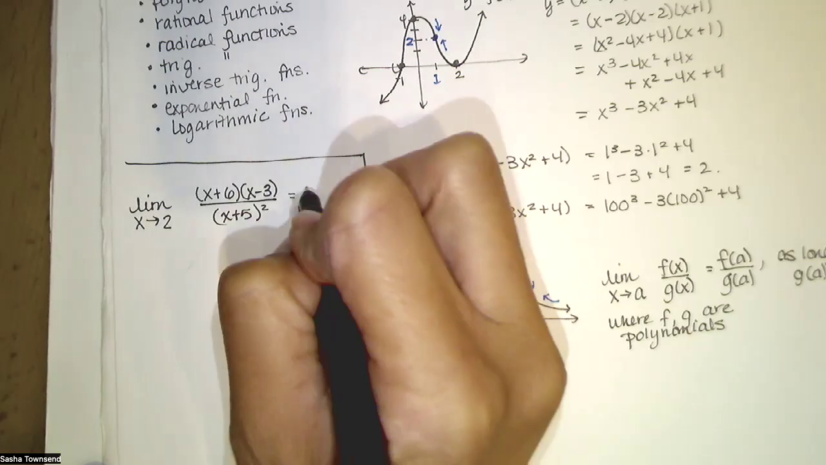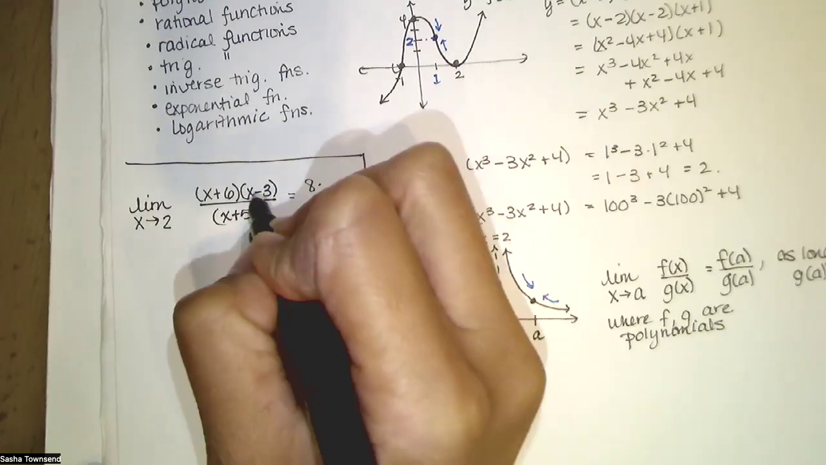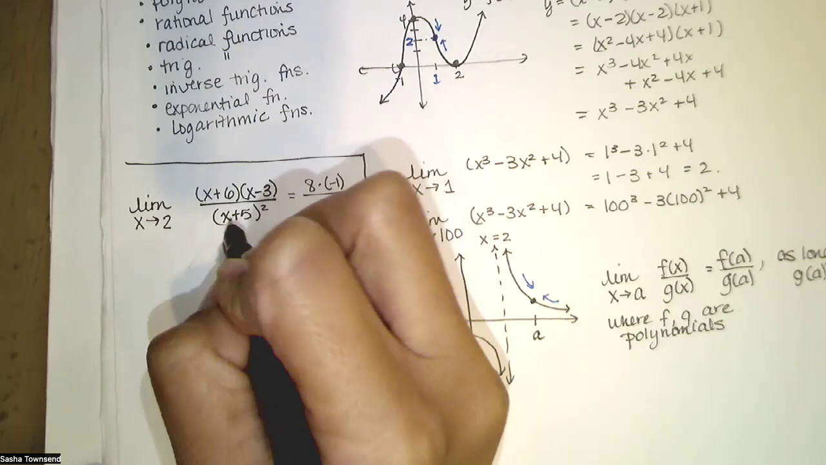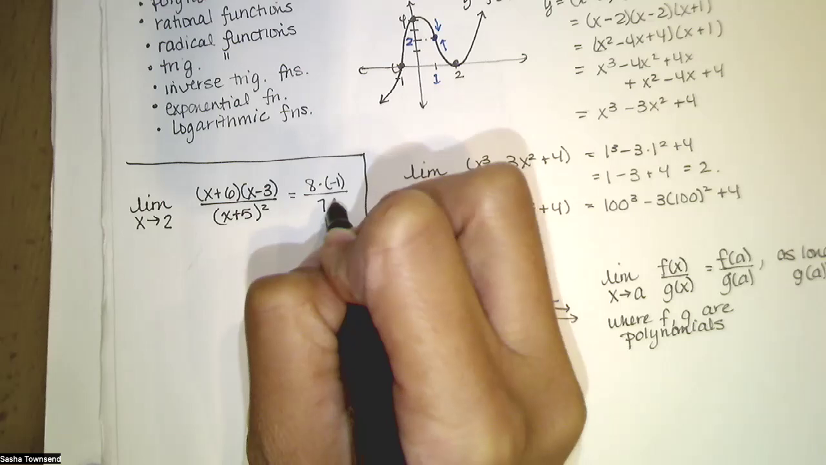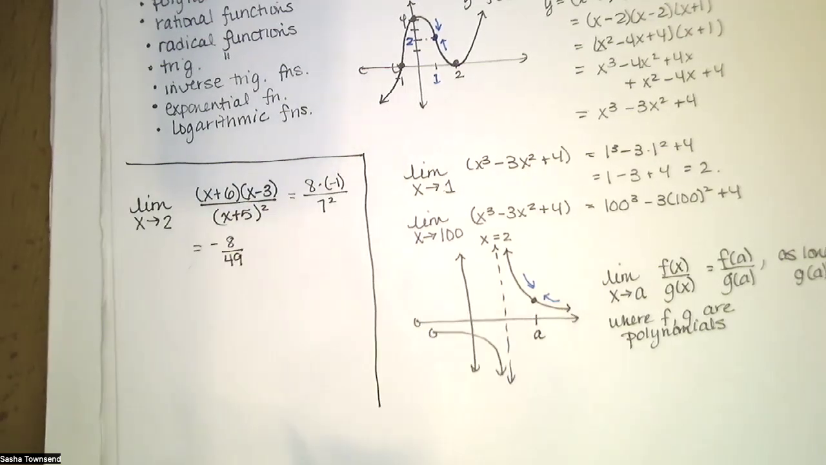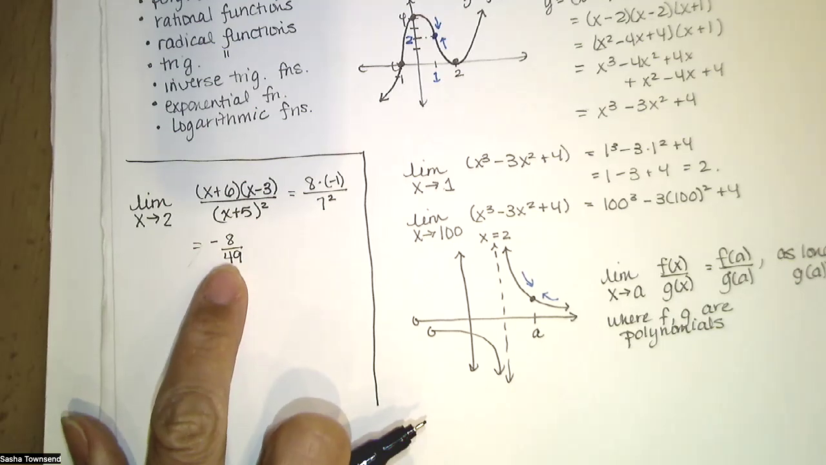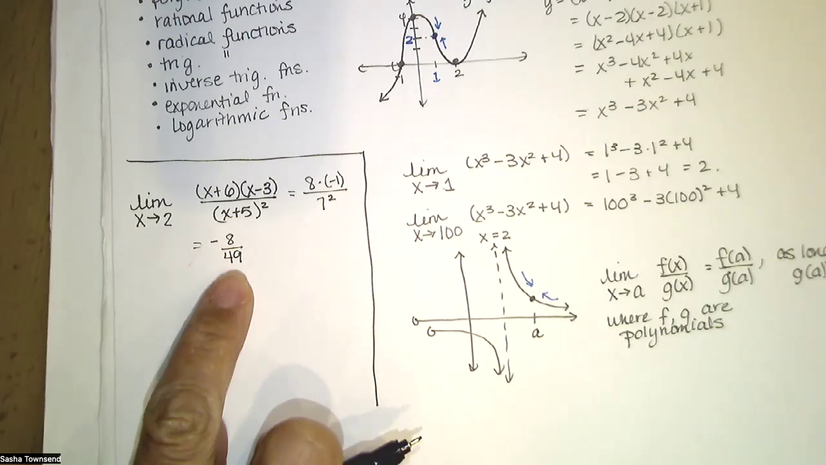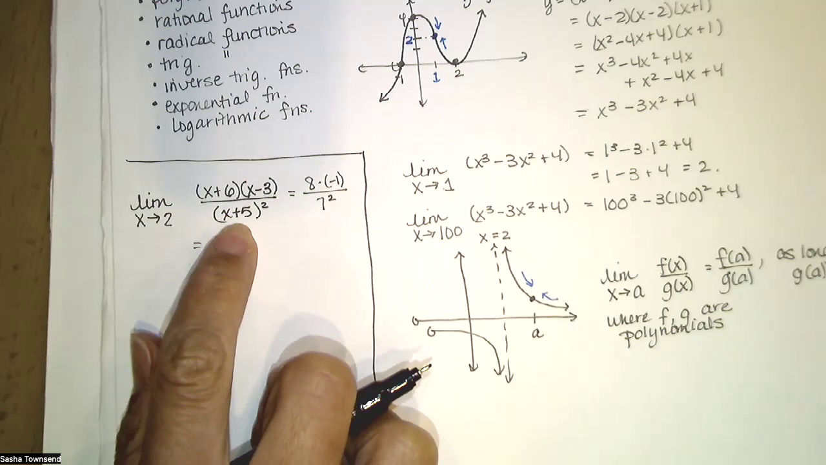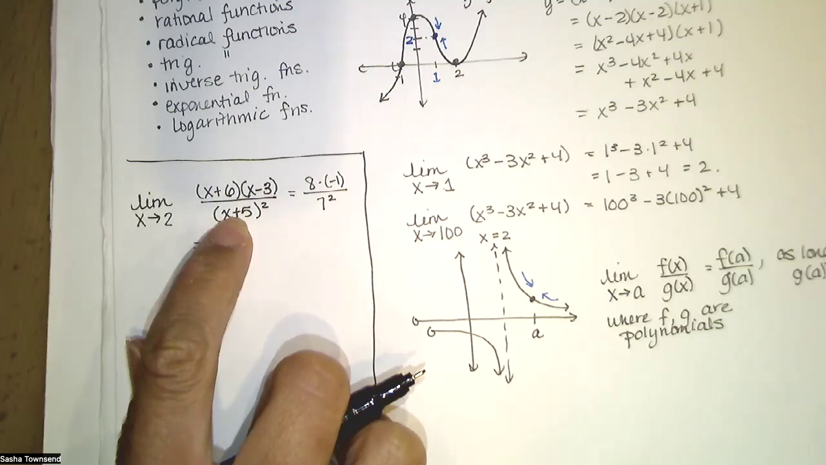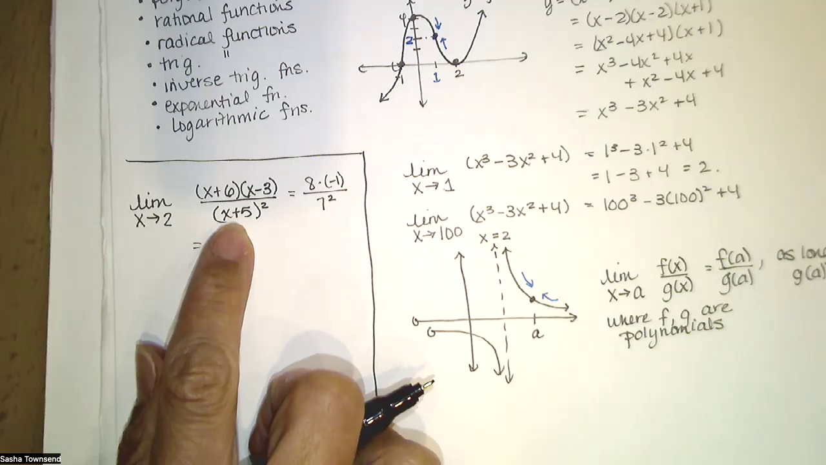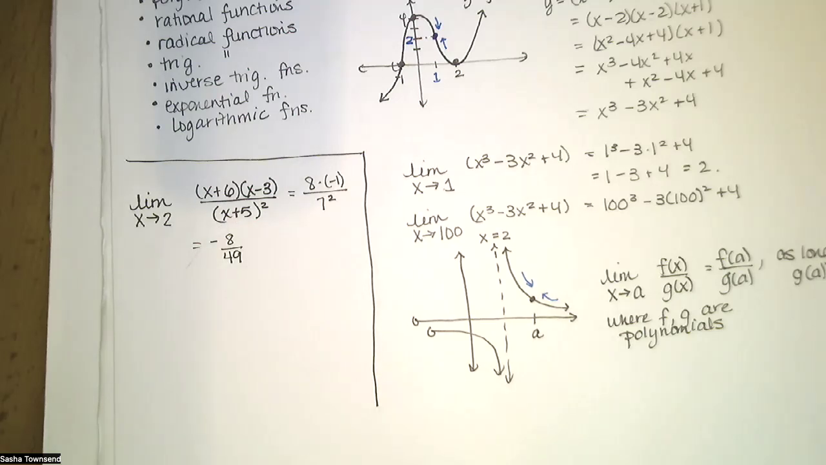Well, it's just going to be 2 plus 6, which is 8, times 2 minus 3, which is -1, all divided by 2 plus 5, which is 7, squared. So you end up with -8 over 49. That's going to be the y value on the graph at x equals 2 for this particular function. Now, this particular function, because the denominator is 0 at x equals -5, has a vertical asymptote at x equals -5. But otherwise, it's going to be continuous everywhere.